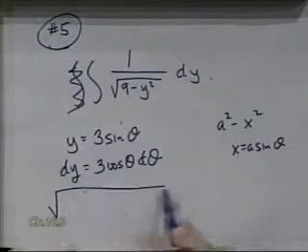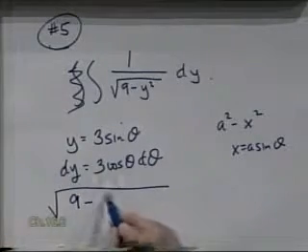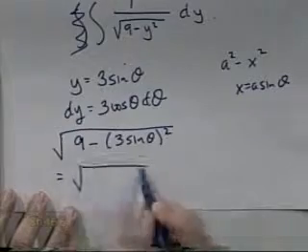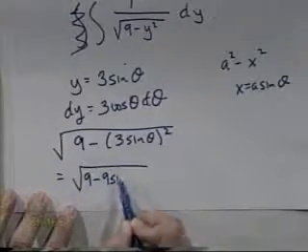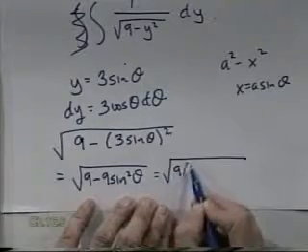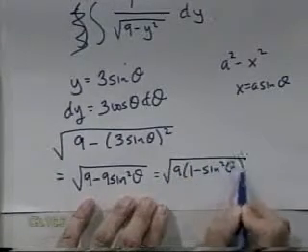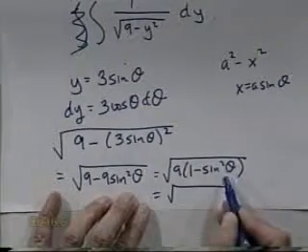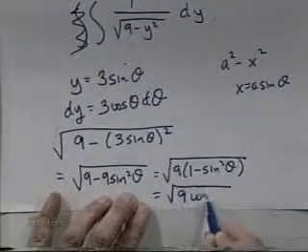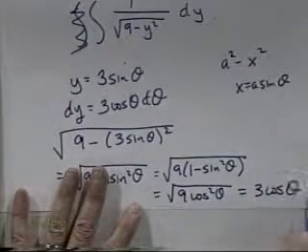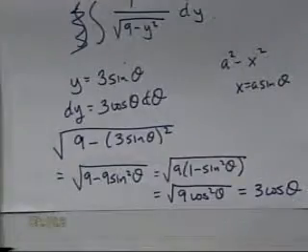And you might remember what's underneath that radical becomes 9 minus 3 sine theta squared, which is going to give you the square root of 9 minus 9 sine squared theta, which is the square root of 9 times 1 minus sine squared theta. And what's 1 minus sine squared? Cosine squared theta, which will give you 3 cosine theta. But I just thought that helpful hint might be helpful.